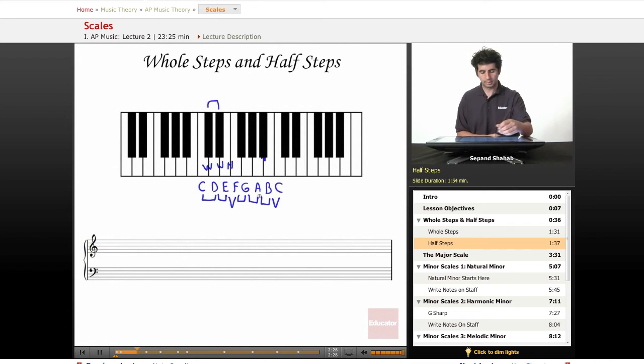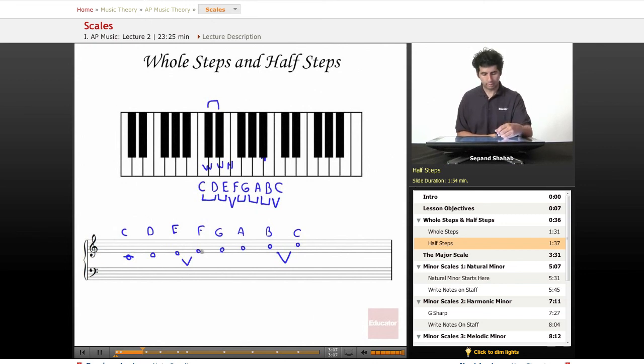So let's look at this same C to C range on the staff. So remembering that middle C on the treble clef is here, we'll go C, D, E, F, G, A, B, C. And so we know that, and I'll label these. So we know that the half step in the staff is between E and F, so I'll label that, and B and C, so here. And the rest of these are whole steps.